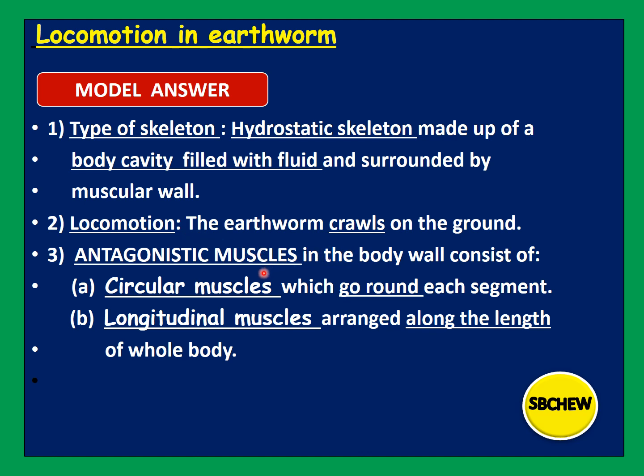Then mention the antagonistic muscles. Whenever you explain locomotion, you must always mention what the antagonistic muscles are. In this case, they are the circular muscles which go around each segment and the longitudinal muscles arranged along the length of the whole body. You can also elaborate that antagonistic muscles work in opposite ways. When one contracts, the other will relax. Give the definition, and you may be able to get one more mark.